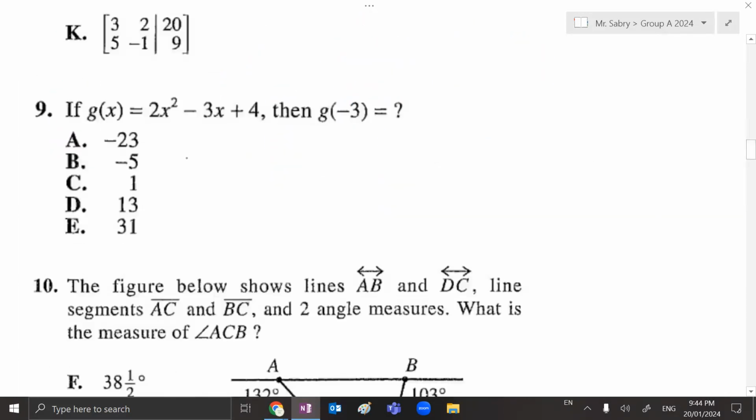The second question says g of x is equal to whatsoever and then he's asking me to find g of negative 3. For g of anything, or f of anything, I remove the x and put that thing in its place. g of negative 3: I remove the x and put negative 3. 2 bracket negative 3 to the power of 2 minus 3 bracket negative 3 plus 4. We will put this whole thing on a calculator. As long as there are no x's, it's okay. It should become 18 plus 9, 27, plus 4, 31.